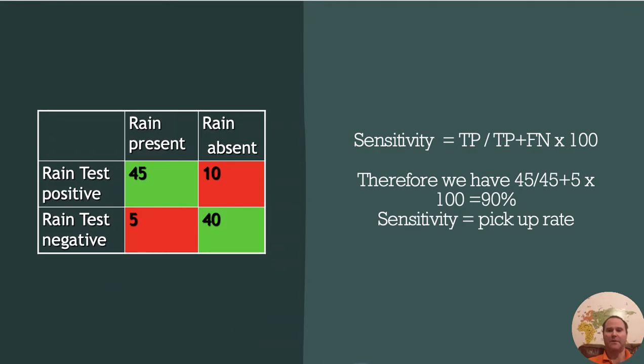Now, if we look at sensitivity, what we're really interested in are the true positives. That's the case in which rain is present and the rain test is positive, divided by what's known as the false negatives. In other words, those times when the test said that it wasn't going to rain, when in fact it did. We divide the true positives by the true positives plus the false negatives. In that scenario, we have 45 divided by 45 plus 5, times 100, and we get 90%. So sensitivity is otherwise known as the pickup rate.